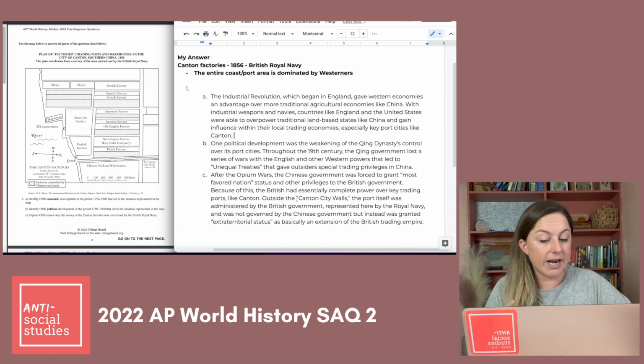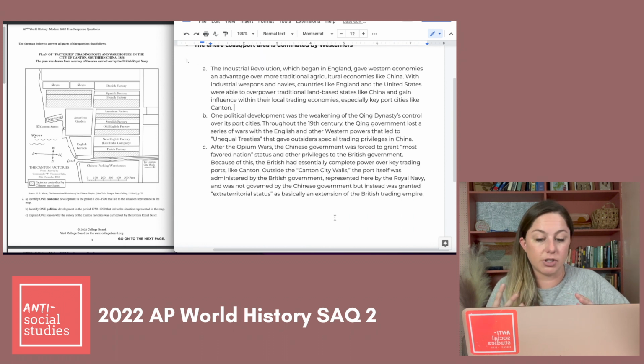C is the only one that asked me to explain, so this is the one I want to make sure I have the most historical reasoning for. One reason why the survey is carried out by the British Royal Navy. I'm again talking about the Opium Wars, but I feel like I've included enough new information: the most favored nation status, extraterritorial status for British people, that sort of thing. So I just want to make sure I've really explained this well.